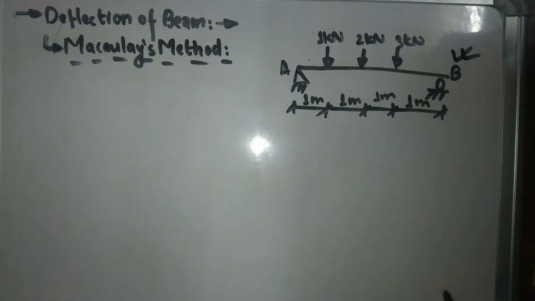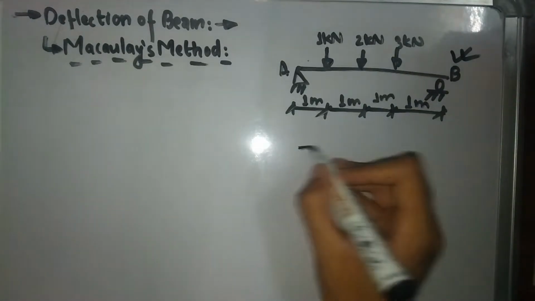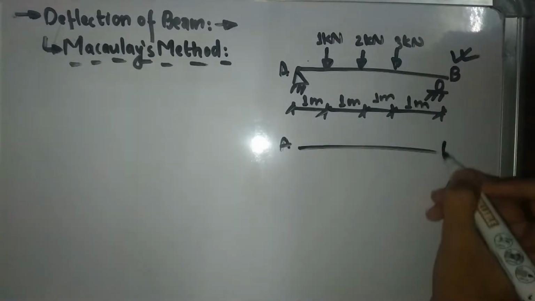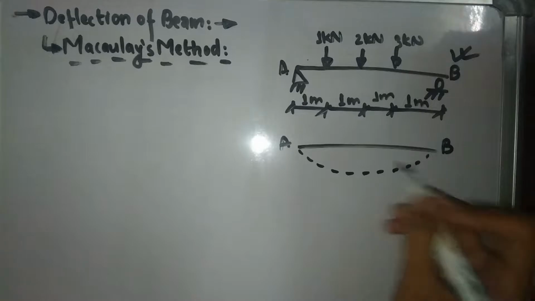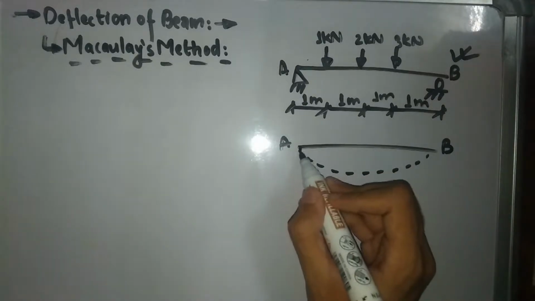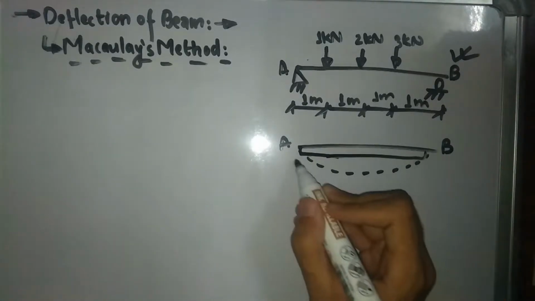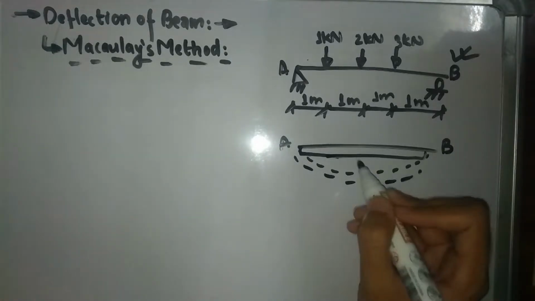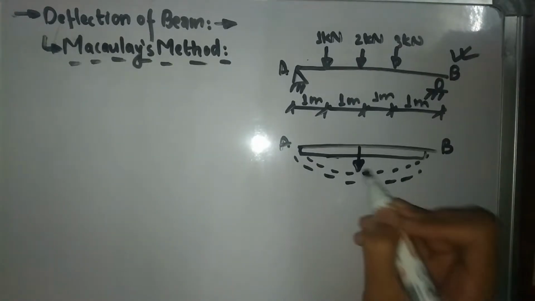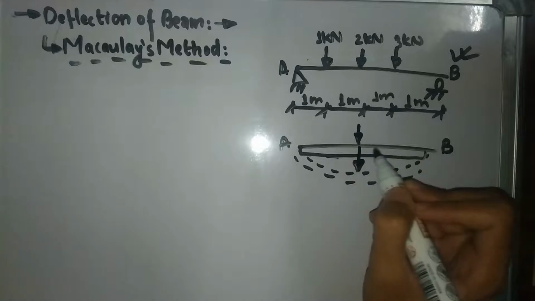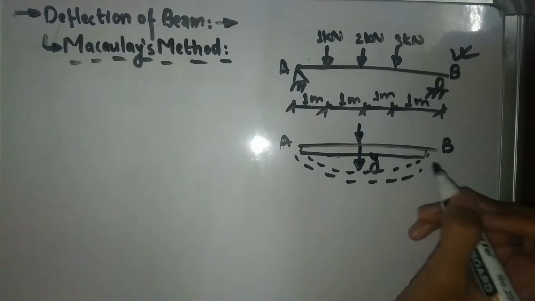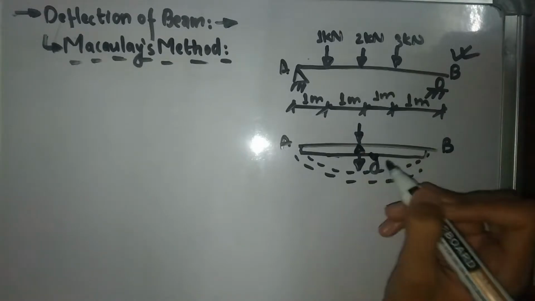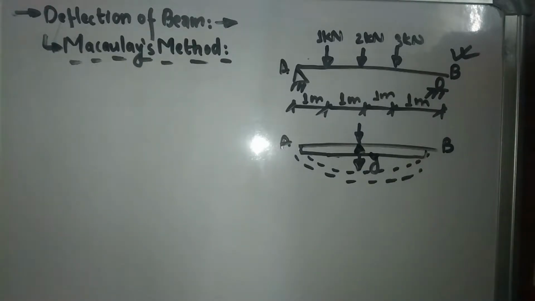You probably know what deflection means, but let me simply tell what deflection means. We have a beam AB. Whenever some load is applied, the beam bends downward. This downward movement of beam due to load applied over it is called deflection. We are going to denote it as y. This is known as our deflection.